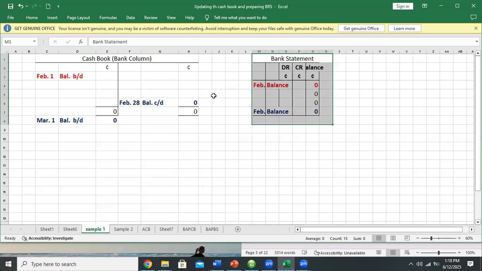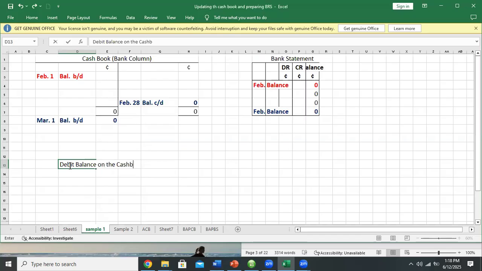Okay. So we are looking at a scenario where our cash book has a debit balance, okay? A debit balance on the cash book corresponding to a credit balance on the bank statement. And as I told you, this means that the balance is favorable or is a positive one, right? It's favorable or positive. And we expect our cash book to have a favorable or positive balance.